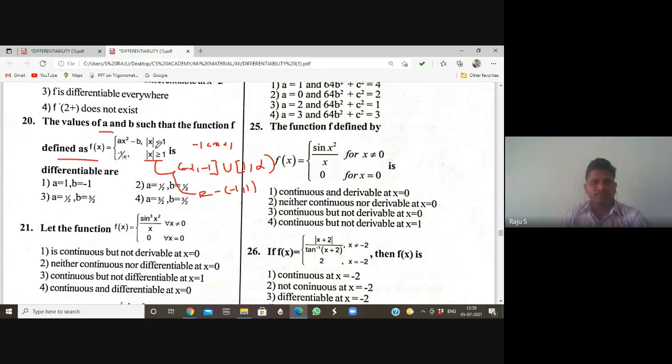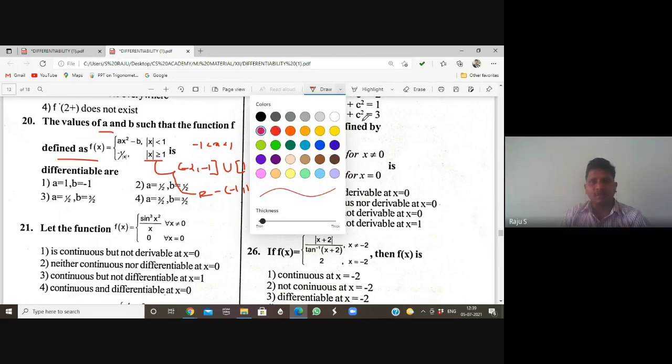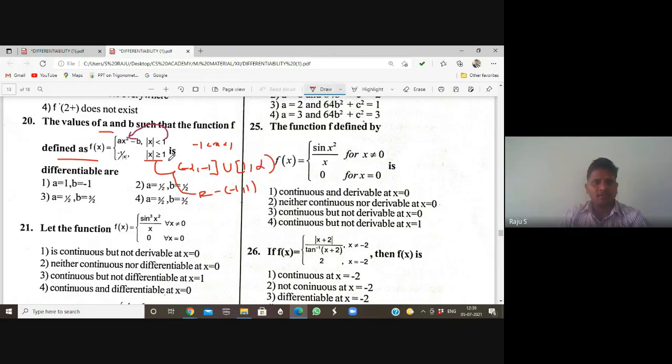Differentiable means we can consider it continuous also, because every differentiable function is continuous. To find A comma B, we require two equations. If I take continuity, substitute x equals 1 directly. What about the value A into 1 square? It may be plus or minus 1, square is there, it will be 1 alone. Minus B is equal to minus 1. So A minus B is equal to minus 1. This is one of the equations. I want to know another equation.